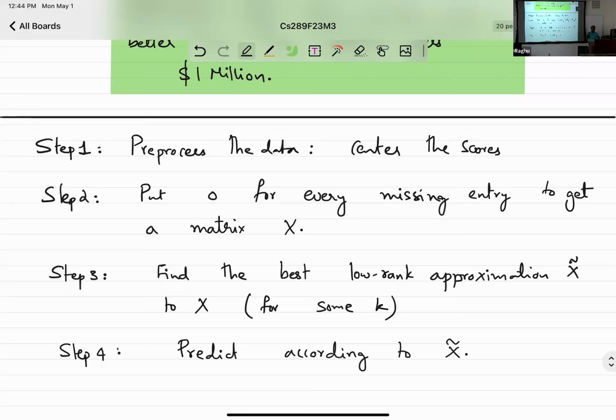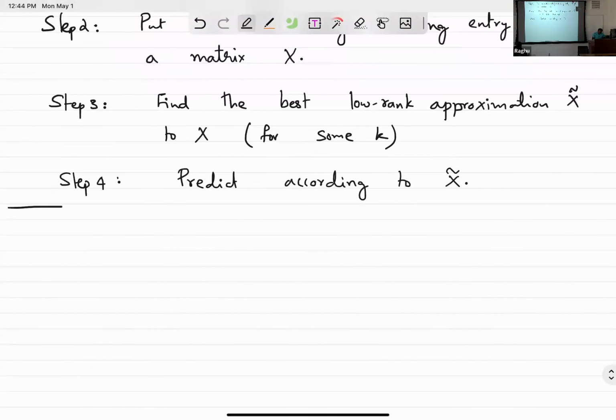Okay, does the algorithm make sense? If you know low rank approximation, all you're doing is finding the best low rank approximation with the missing entries filled in with the average, and then using that as your predictor. All right.